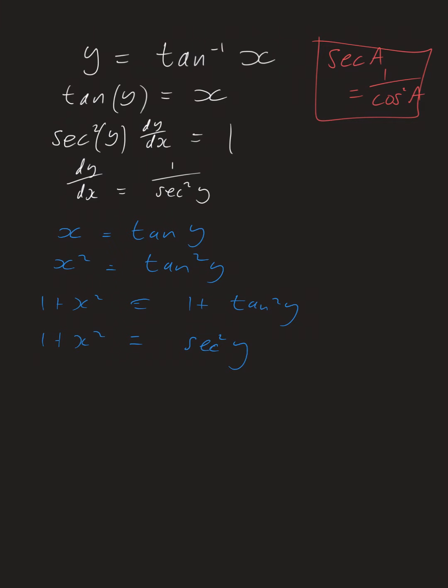Secant squared y is 1 plus x squared, and so my dy dx now is just equal to 1 over 1 plus x squared, and that's the formula you'll find in your log tables, but that's how you get it. So that's the derivatives of the inverse sine, cosine and tan functions.